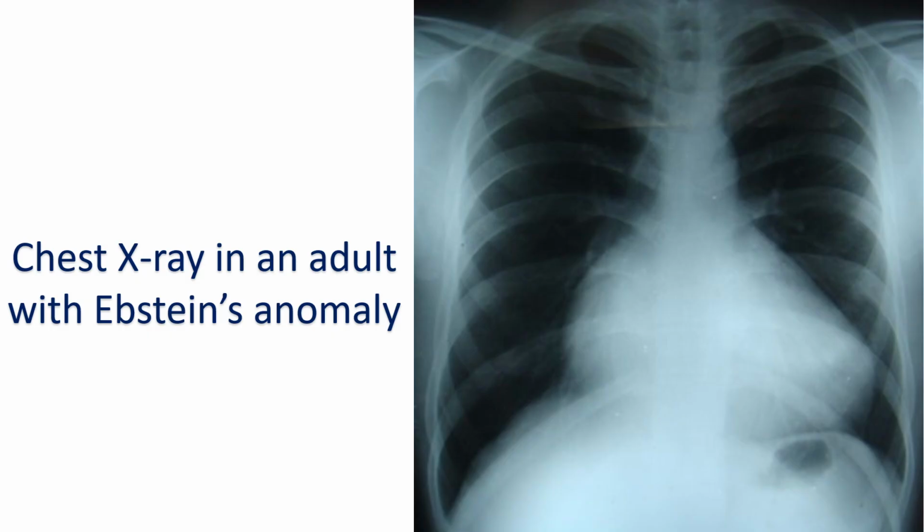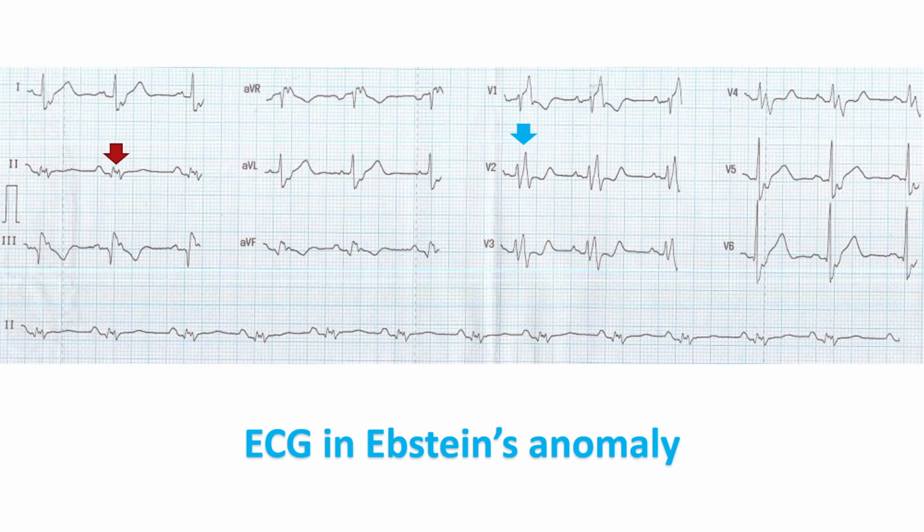X-ray in Ebstein's anomaly may show right atrial enlargement and cardiomegaly. Lung fields are relatively oligemic. This ECG in Ebstein's anomaly shows an RSRS pattern in V2. Splintered polyphasic QRS complexes as seen in lead 2 are characteristic of Ebstein's anomaly. They are also called fragmented QRS. Sometimes supraventricular tachycardia may be documented in the ECG.